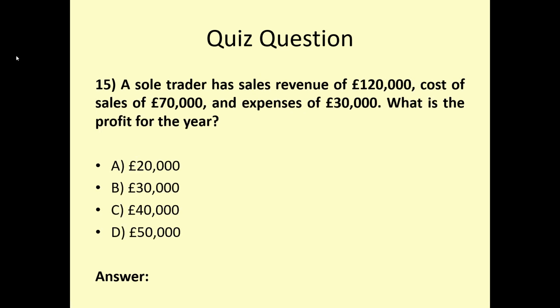15. A sole trader has sales revenue of £120,000, cost of sales of £70,000, and expenses of £30,000. What is the profit for the year? Is it A. £20,000, B. £30,000, C. £40,000, or D. £50,000?